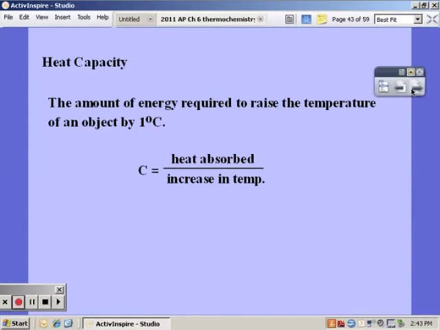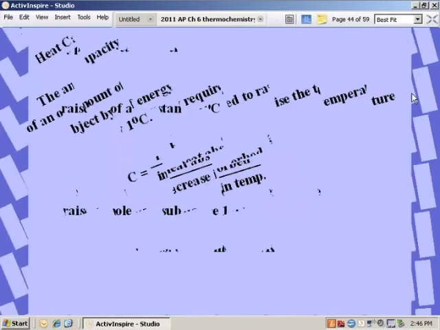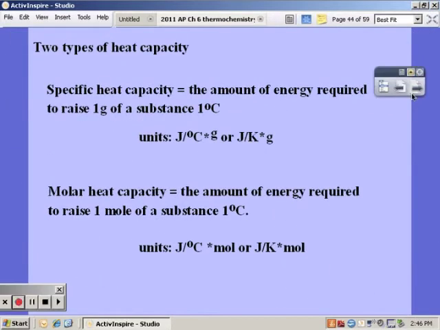Heat capacity is the amount of energy required to raise the temperature of an object by 1 degree Celsius. It's the heat absorbed over the increase in temperature. There are two types of heat capacity. Specific heat capacity is the amount of energy required to raise 1 gram of a substance 1 degree Celsius.